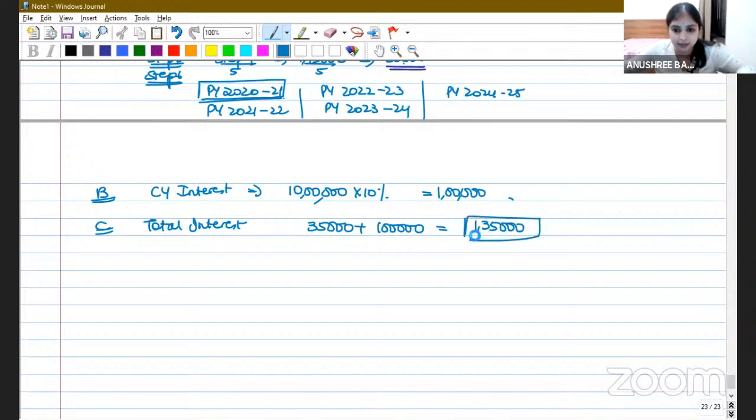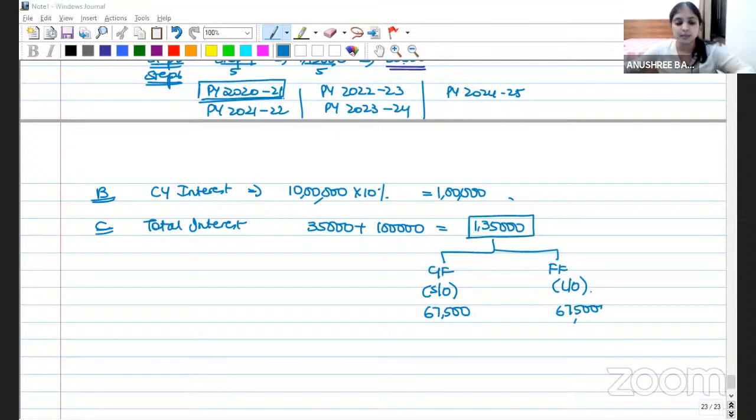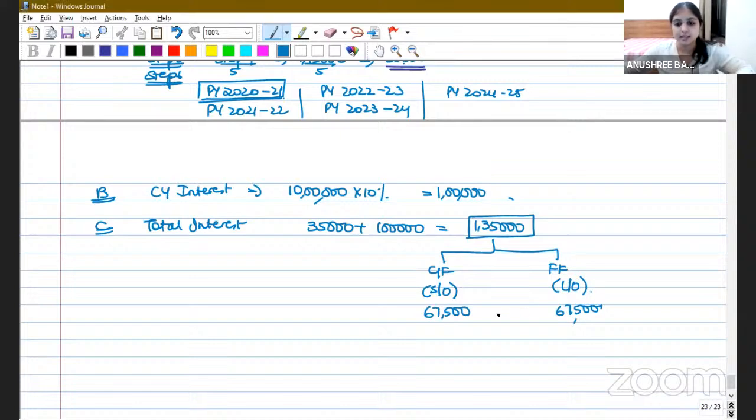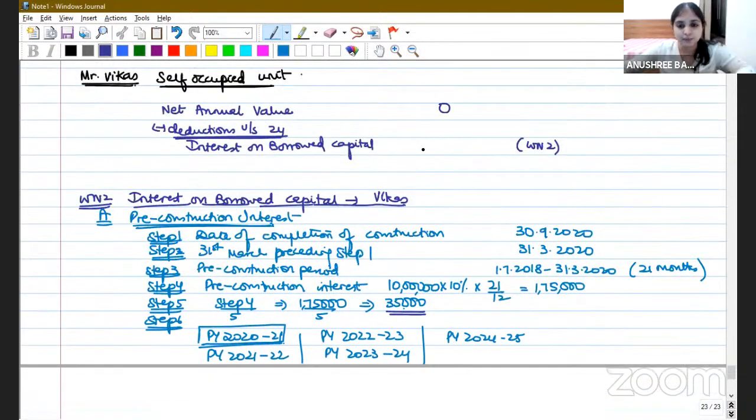But this 1,35,000, we will split between ground floor and first floor. Ground floor, which is self-occupied, and first floor, which is let out. So we will get 67,500 deduction for ground floor and 67,500 deduction for let out. Is this clear? Did we understand this? Yes. So this is the deduction that you will get. We split it like this because we're doing two separate calculations for Mr. Vikas. So for the self-occupied property, the interest we just calculated 67,500.